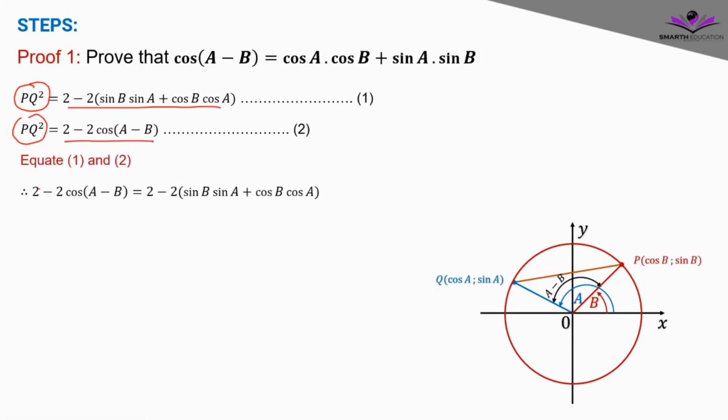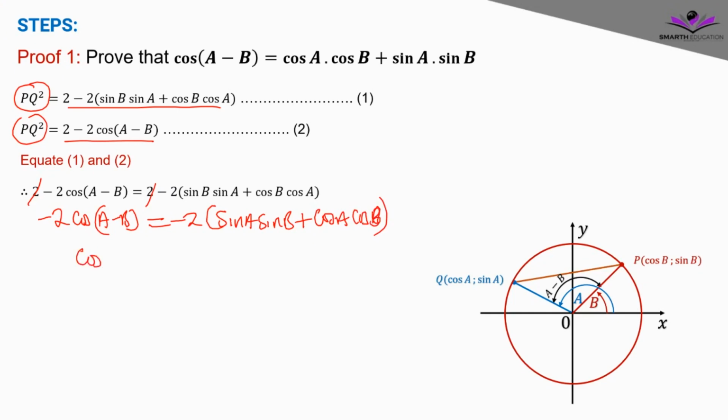So let's equate those. And then 2 minus 2 is 0. So we're left with negative 2 cos A minus B is equal to negative 2 times sin A sin B plus cos A cos B, right? And then we can divide by negative 2 on both sides of the equation. Therefore, cos A minus B is equal to sin A sin B plus cos A cos B.